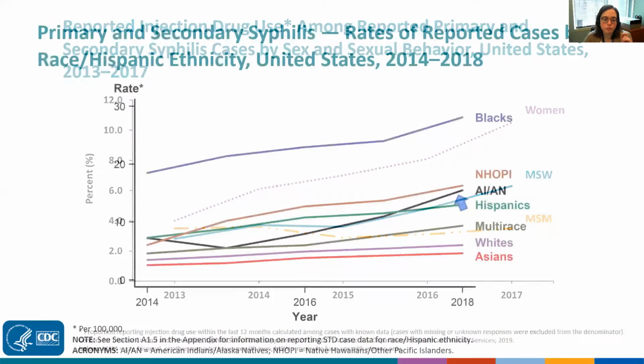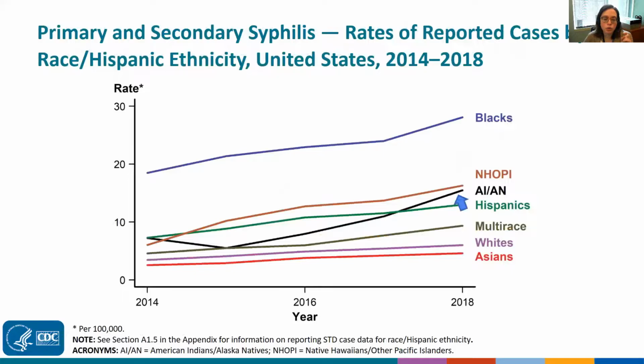During the 2014 to 2018 time period, the primary and secondary syphilis rates increased among all races or Hispanic ethnicity groups. The greatest increase, as indicated by the blue arrow, was observed among Native Americans and Alaska Natives at 41%.